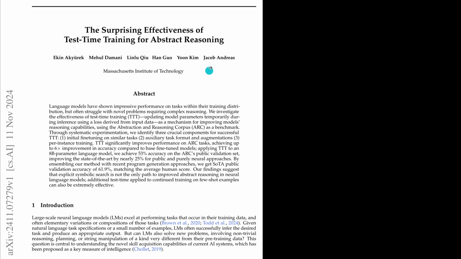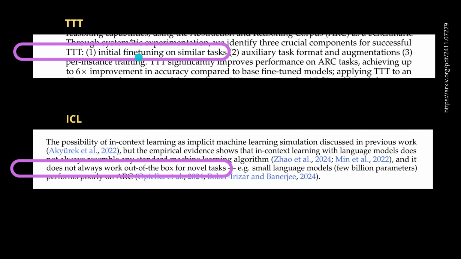Massachusetts Institute of Technology published this paper on the effectiveness of test time training for abstract reasoning. And what they told us here, referencing test time training and in-context learning, is that analyzing the performance, the most crucial component for a successful test time training of our LLM is an initial fine-tuning on a similar task to the one we now encounter in our inference. And for in-context learning they specify that these models don't always work out of the box for novel tasks.